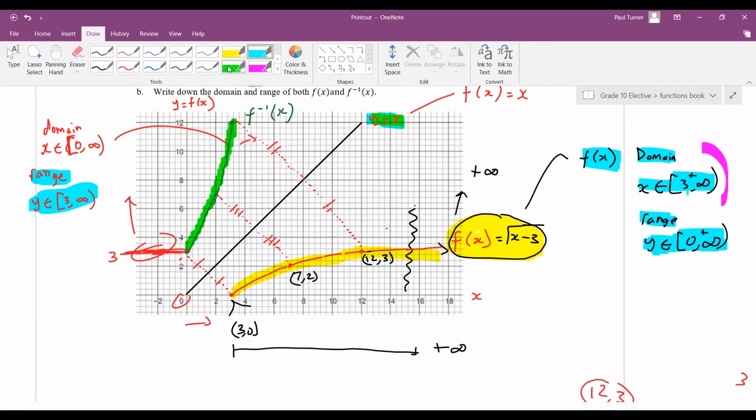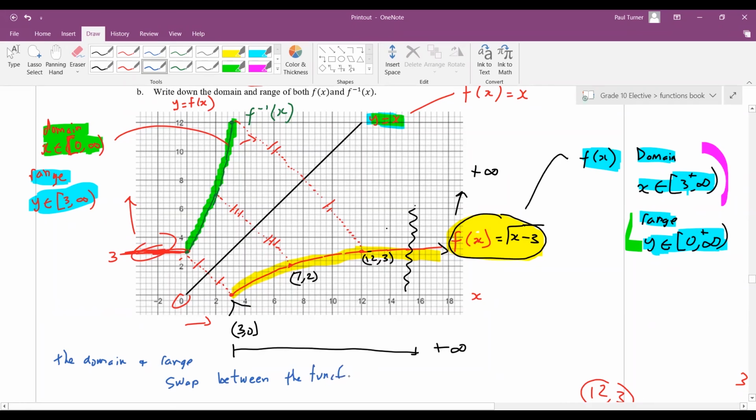That's very important because you will come across this again. So your domain of your inverse is the range of the function. So we can say that the domain and range swap between the function and inverse function. Any questions?